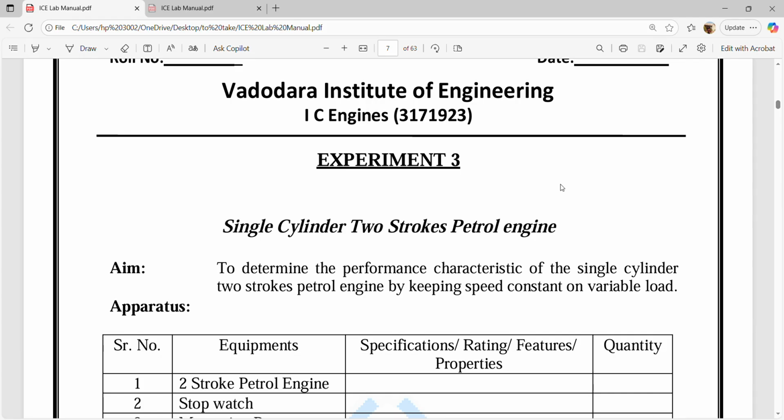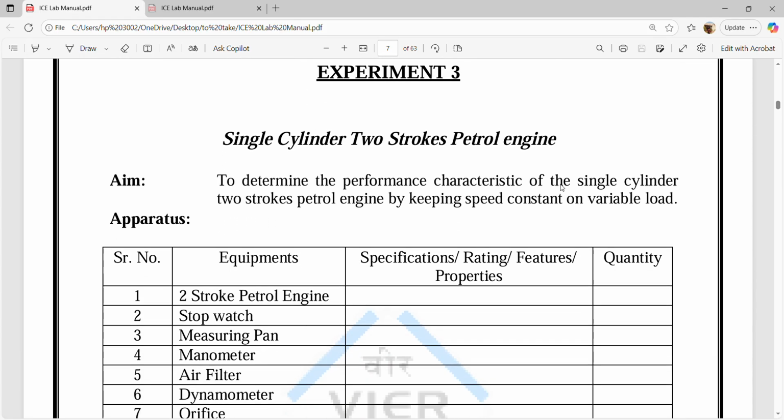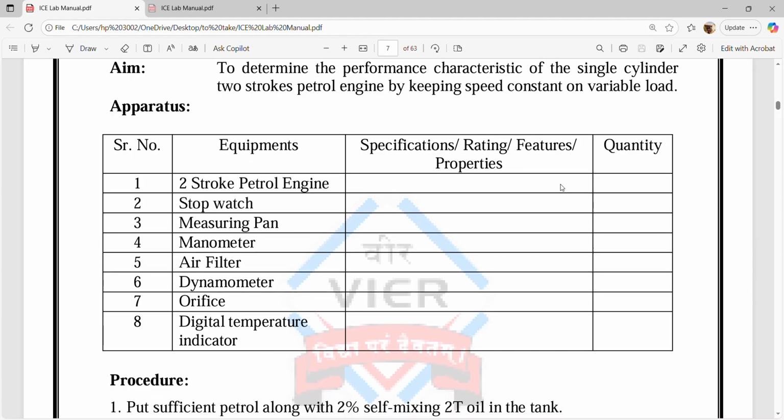The apparatus we require are two-stroke petrol engine, stopwatch, measuring pan, manometer, air filter, dynamometer, orifice and digital temperature indicator. Other quantities to be filled in the table are specifications, rating, features or properties and quantity.